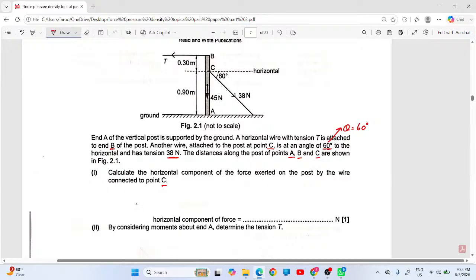Students, you have to find the horizontal component of the force. Horizontal component of the force exerted on the post by the wire connected to point C. What is it? Yes, 38 cos 60, very good. 38 cos of 60. So the answer is 19 Newton.